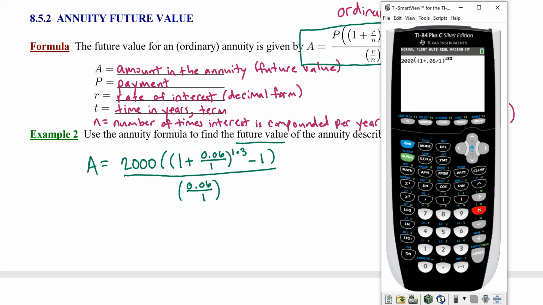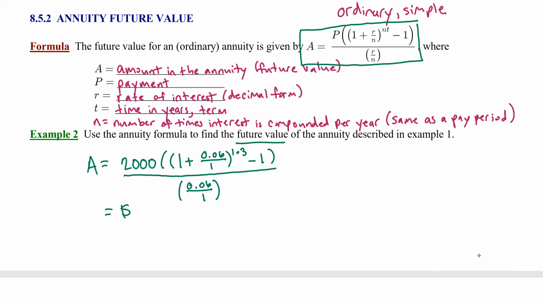Make sure you get your exponent key in there. And don't forget, and I say don't forget because I forget often, use your right arrow key to get down out of your exponent before you subtract 1. I'm going to close parentheses for my numerator, and then I'm going to enter the fraction bar as divided by. I'm going to open parentheses again for the denominator, 0.06 divided by 1, and close parentheses. So the future value of this annuity, according to this formula, is $6,367.20.